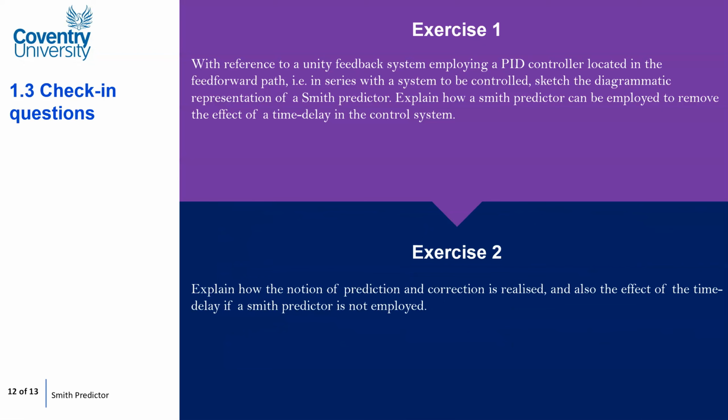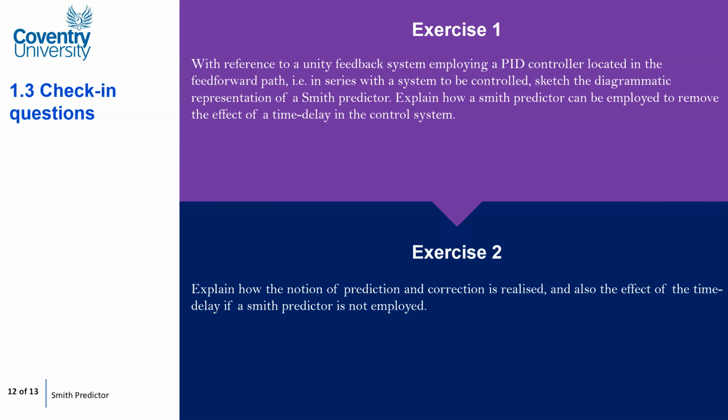So what I've got here is two exercises for you to have a go at. What I want you to do is review the notes. We've referenced the unity feedback control system employing a PID controller located in the feed forward path, so the form that we saw earlier, i.e. the PID is in series with the system to be controlled. Sketch the form of the Smith predictor. Then explain how a Smith predictor can be employed to remove the effect of a time delay in the control system.